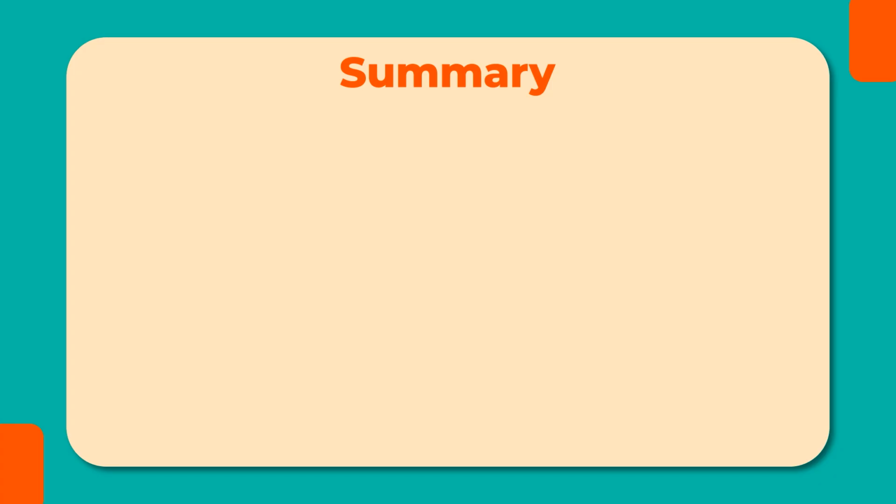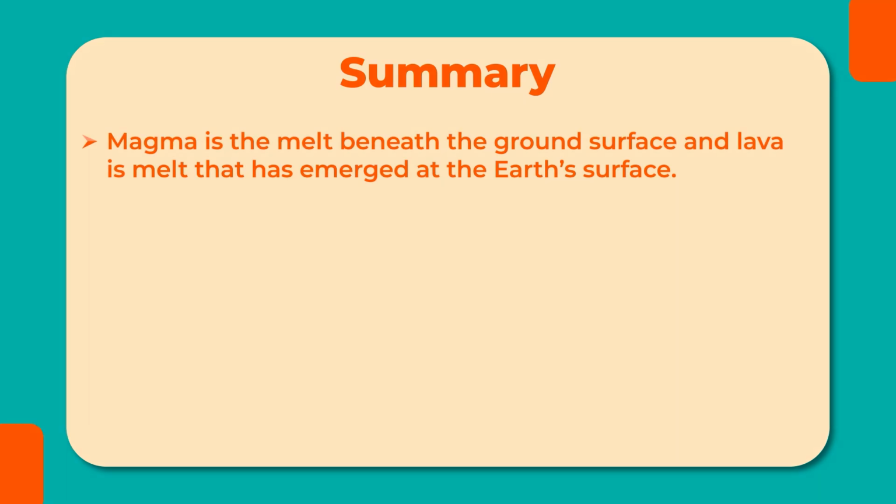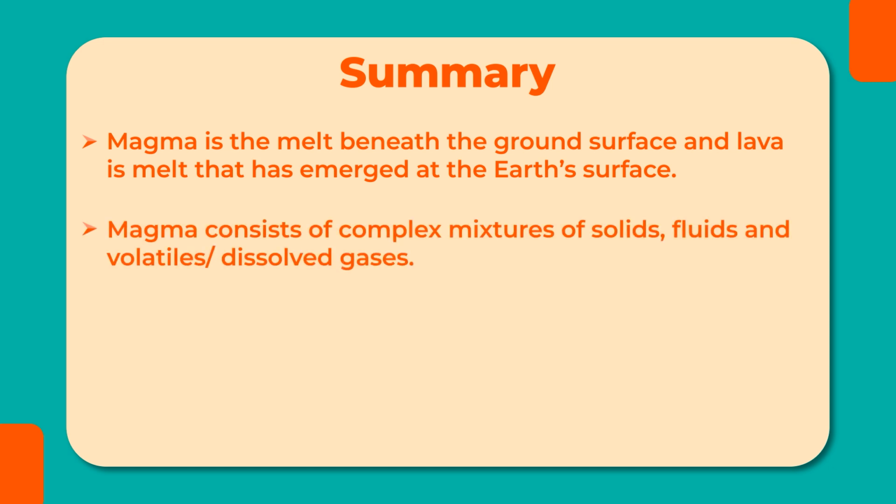Now learners, let us summarize what we have discussed in this video. Magma is the melt beneath the surface of the earth, and lava is the melt that emerges on the surface of the earth. Magma consists of complex mixtures of solids, fluids, volatiles and dissolved gases.